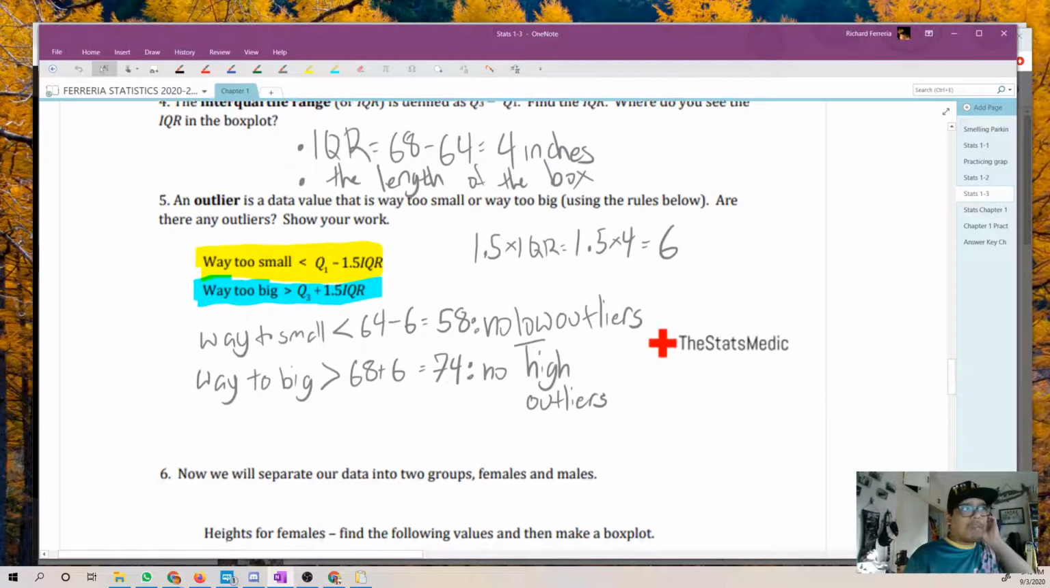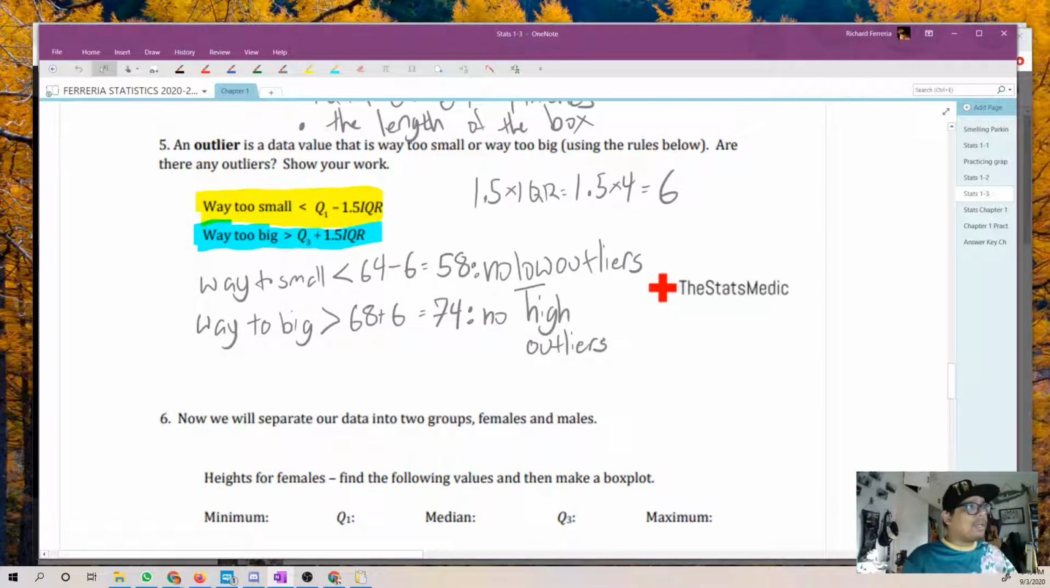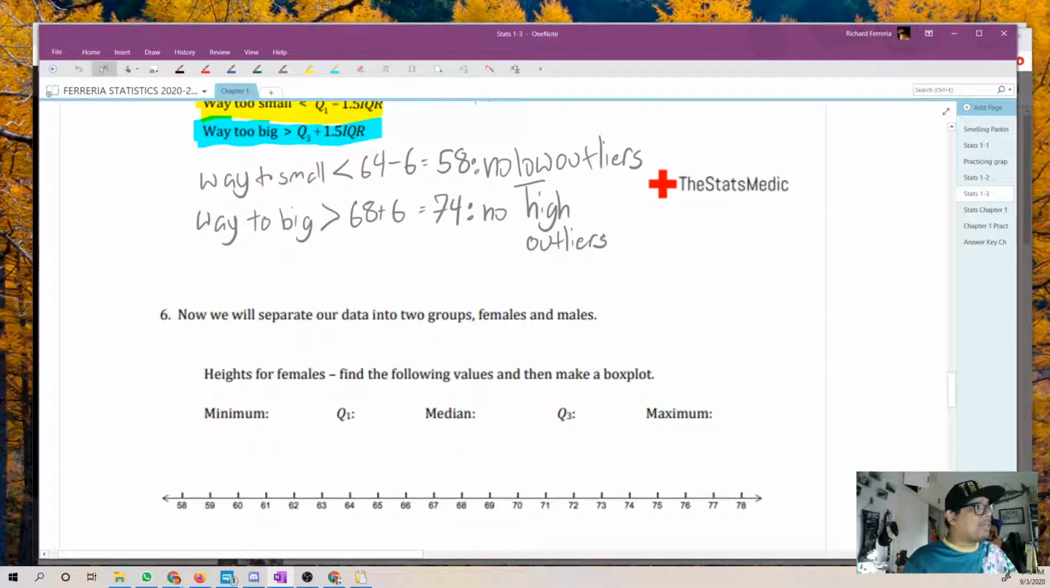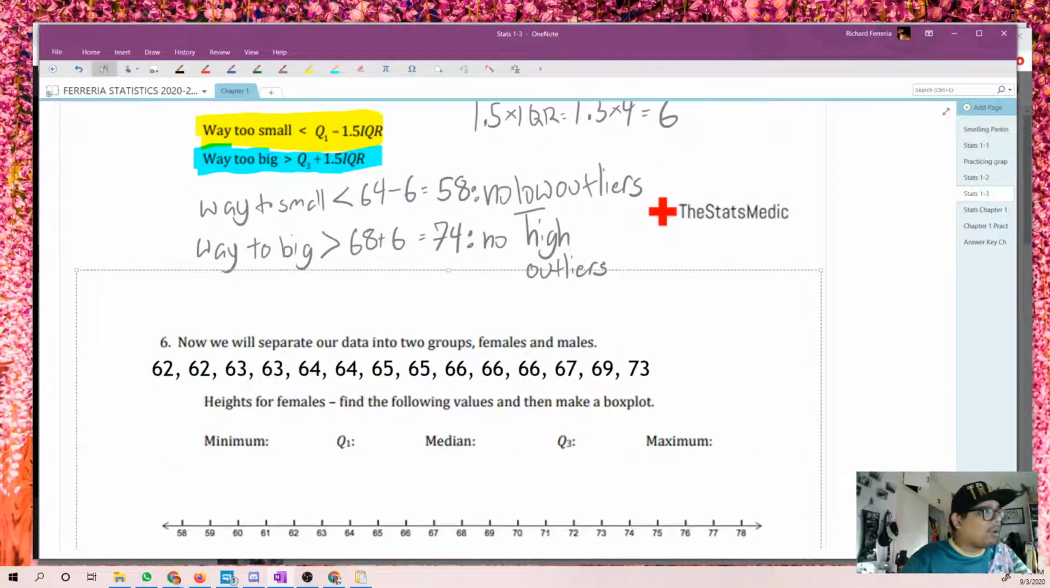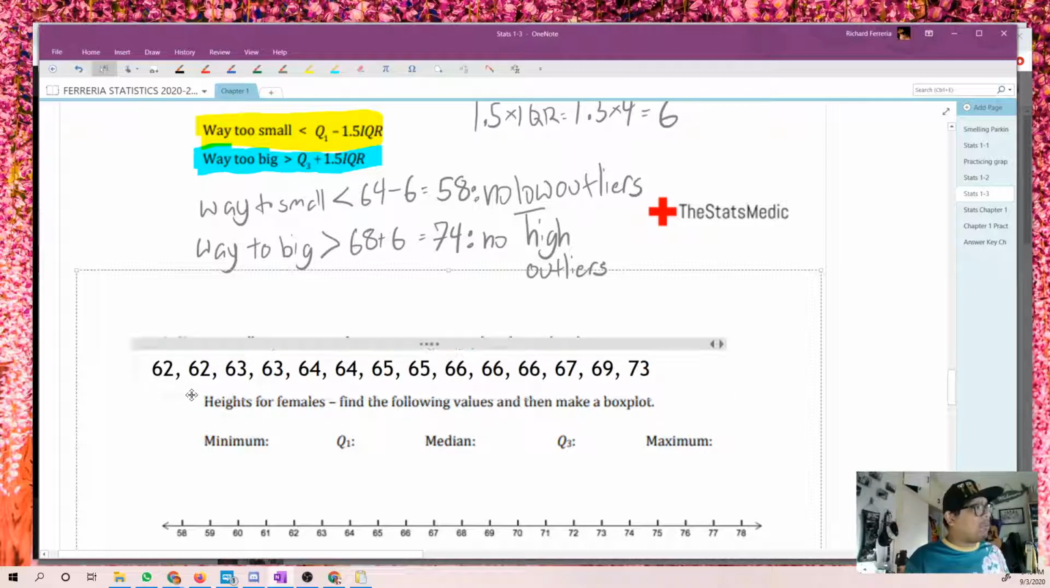Now I'm going to take a look at the data for the females, and we'll write them down first. What are the female heights? Okay, here are our female heights separated out from the whole class. Let's separate this into a lower half and an upper half. How many females do we have here? We've got 1, 2, 3, 4... looks like we have 14 females. So that separates nice and evenly.